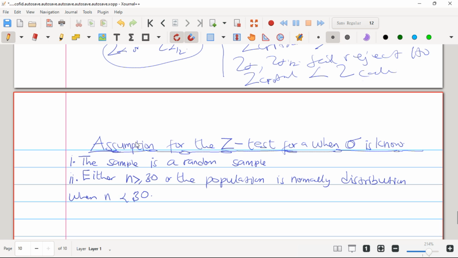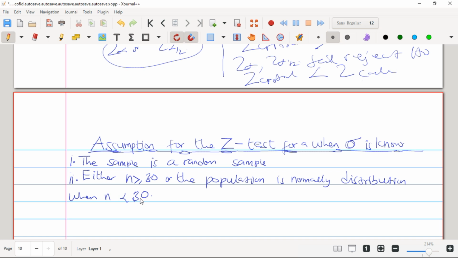So the first assumption is the assumption for the z-test when our population standard deviation is known. The sample must be randomly selected, and then either our n is greater than 30 or the population is normally distributed, or our n is less than 30. What I want you to know is that when our population standard deviation is known, whether our n is less than 30 or greater than 30, we are still going to use our z-test to calculate that, right?